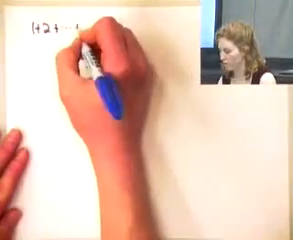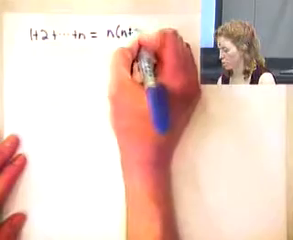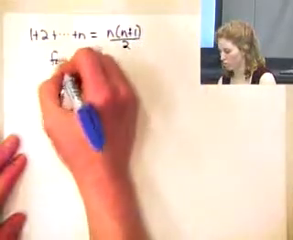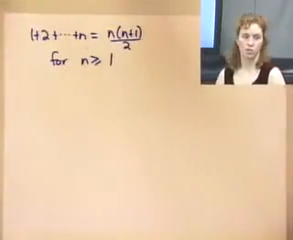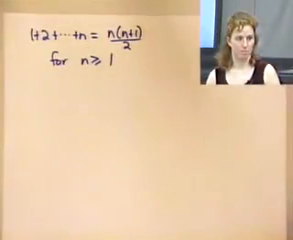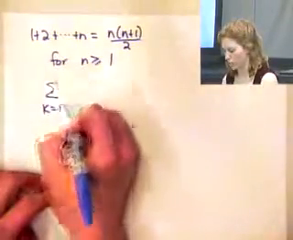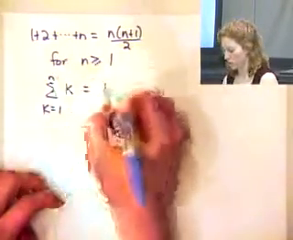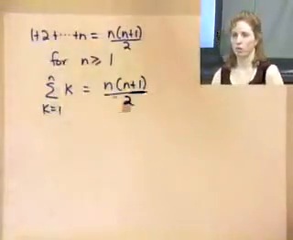So we wanted to prove that 1 plus 2 plus dot dot dot plus n equals n times n plus 1 over 2 for n greater or equal to 1. Now before I start one of these problems, I usually write it in summation form. So I'm just going to write summation k equals 1 to n of k equal to n times n plus 1 over 2.